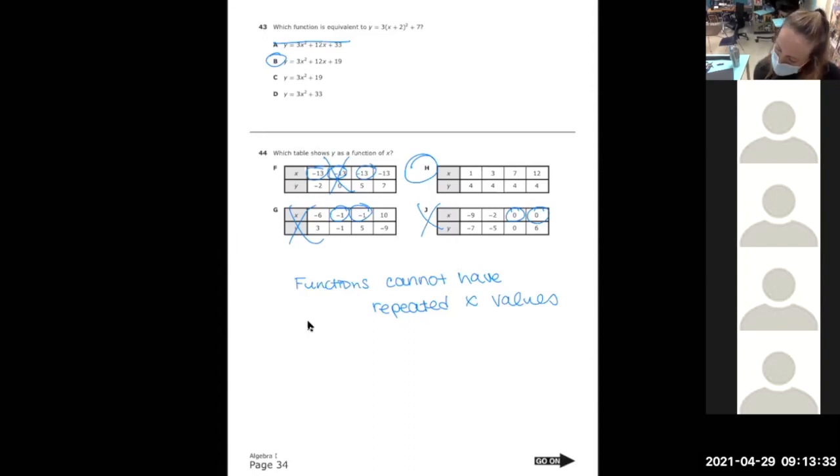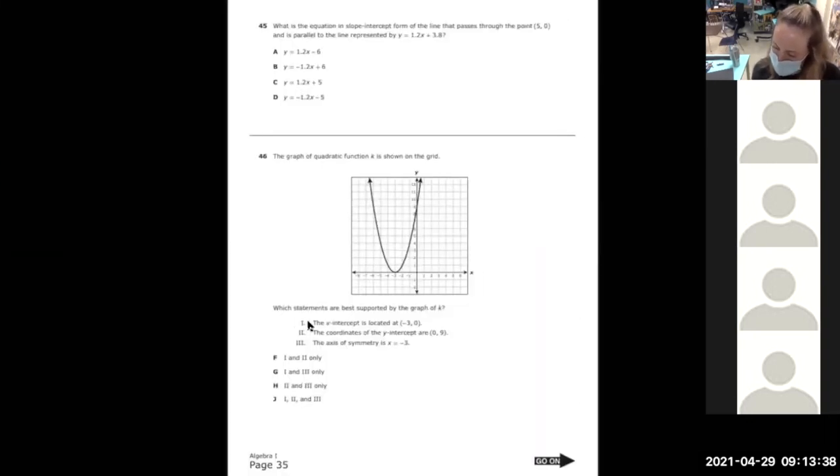Okay. So, looking at number 45. What is the equation in slope-intercept form of a line that passes through the point (5, 0) and is parallel to the line represented by y equals 1.2x plus 3.8? So for this one, we're going to take our x1 and y1. And parallel means it has the same slope. And then we're going to write our equation.